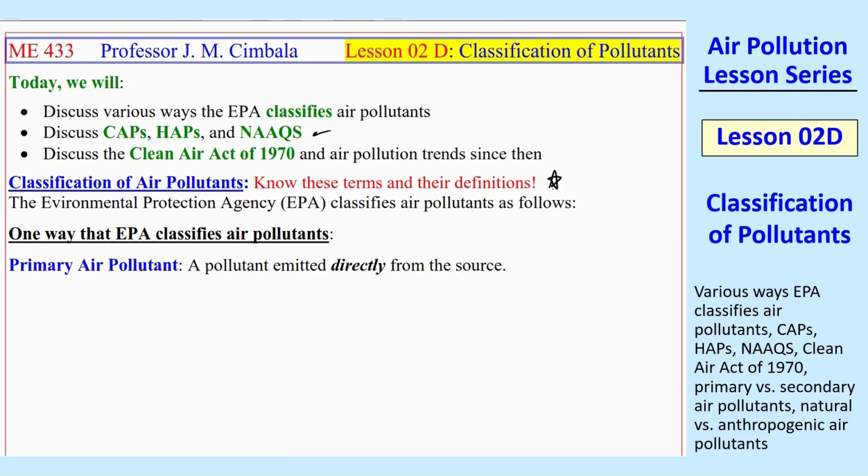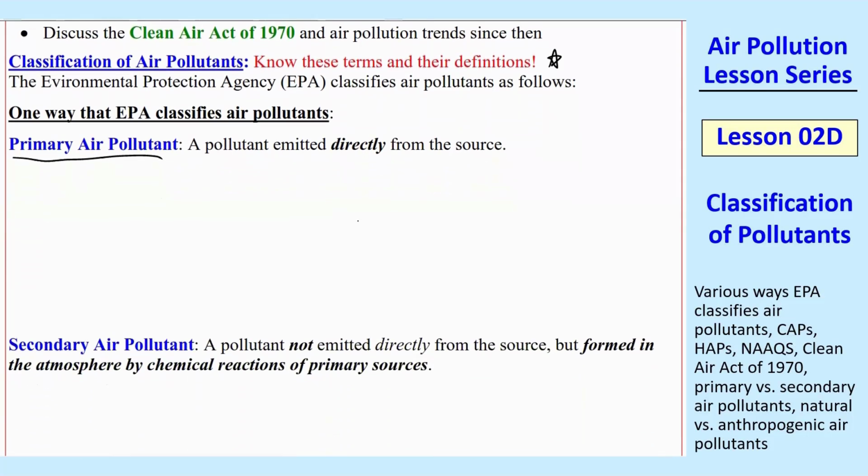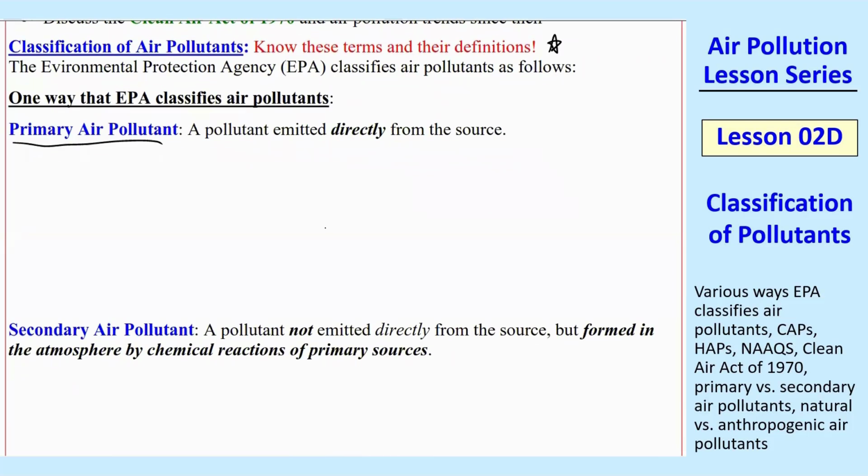There are several ways that we can classify air pollutants, and EPA, the Environmental Protection Agency, is the official agency that does this. The first way is primary and secondary air pollutants. What are primary air pollutants? They're pollutants that are emitted directly from the source, so they're directly put into the atmosphere. I'll give you a list of examples: carbon monoxide, nitrous oxide NO, SO2, sulfur dioxide, and then various VOCs, which we already talked about, volatile organic compounds.